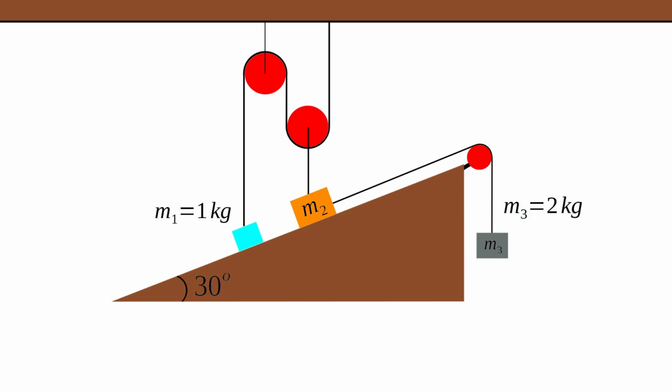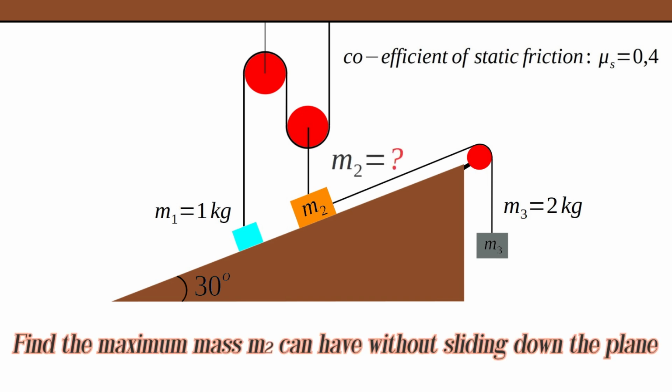The coefficient of static friction for the two blocks on the inclined plane is mu s equals 0.4. The question is, what is the maximum mass that block 2 can have before it starts sliding down the inclined plane? Pause the video if you'd like to give this problem a try. When you're ready, put the smack down on the play button.